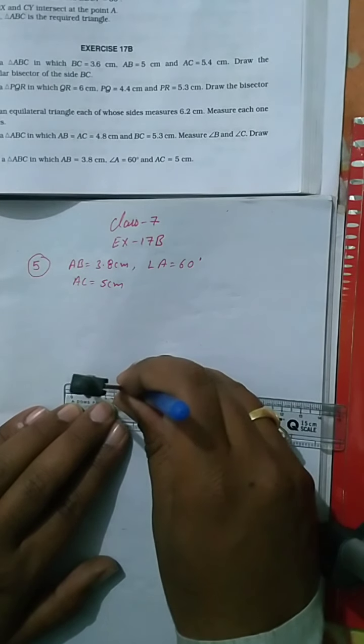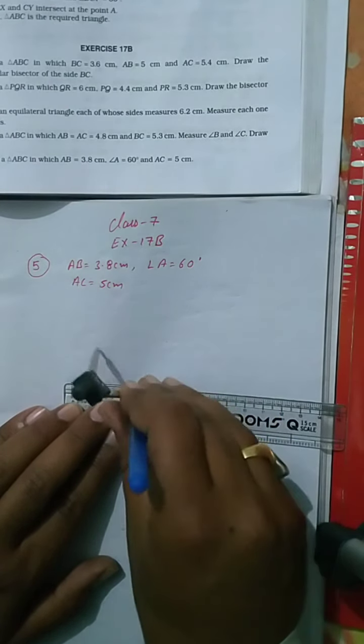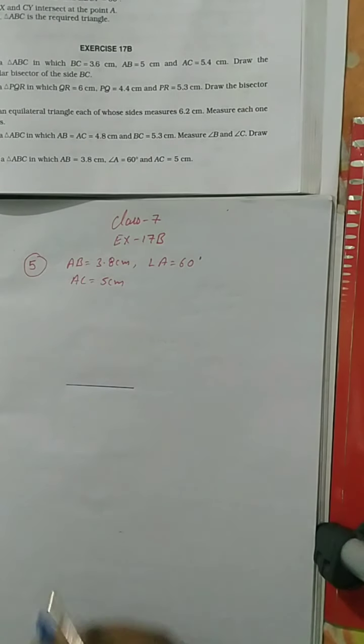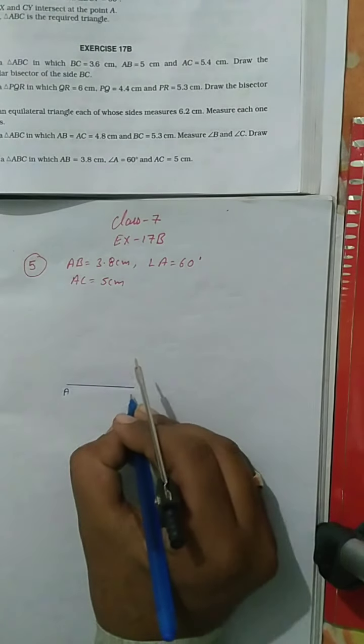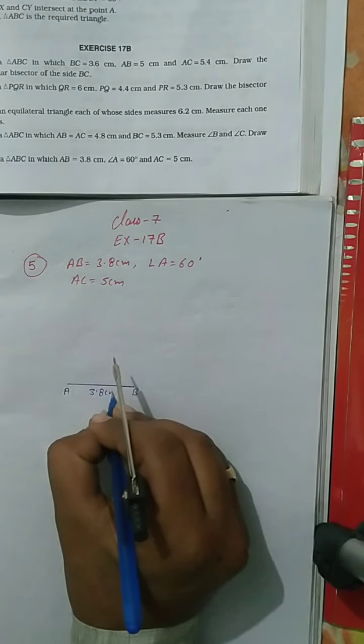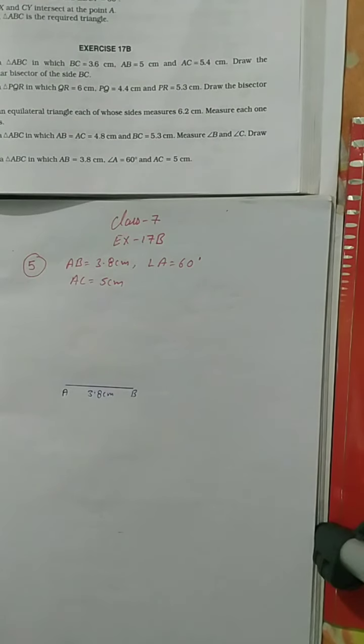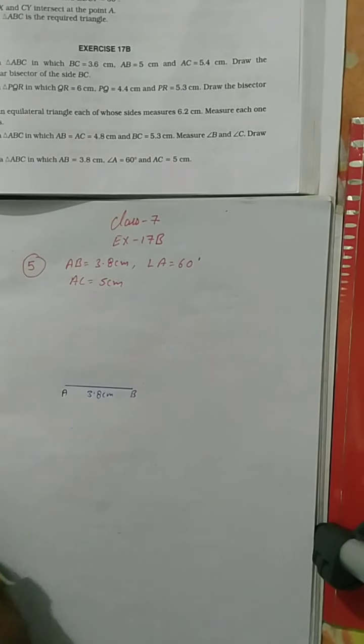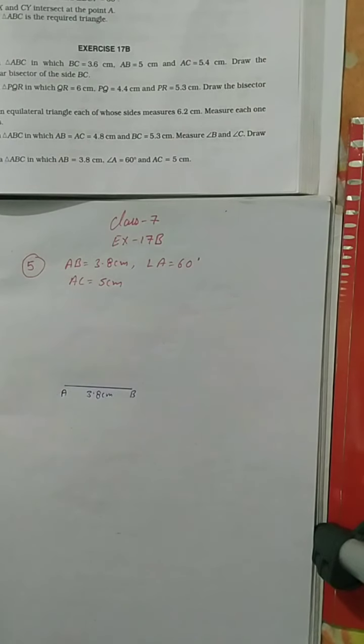This is your 3.8 centimeter line. Name it A and B, which is 3.8 centimeter, right? After that you have to draw an angle of 60 degree. Angle A is 60 degree.